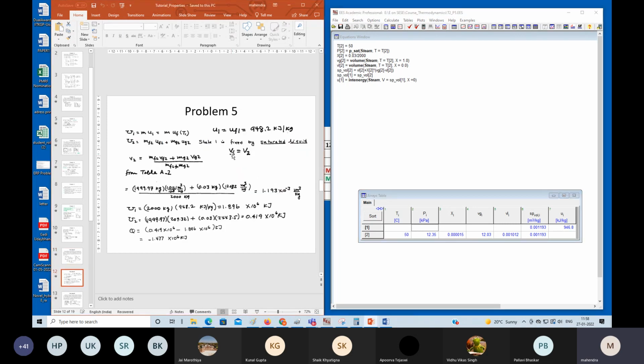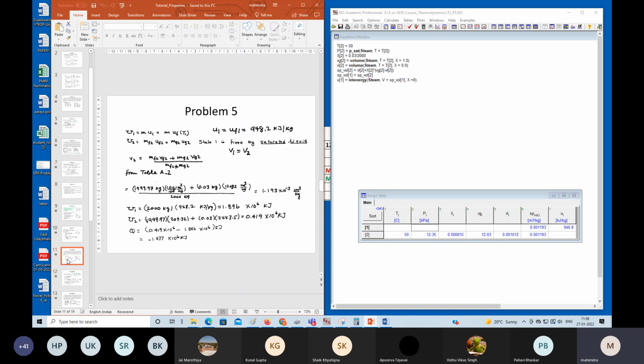What is the table giving? This table is also giving 948.2. Here we are getting 946.8. But anyhow, these are interpolated or some other way. Whatever, this is well calculated data. So internal energy U1 we have calculated. Then U2 we have to calculate.